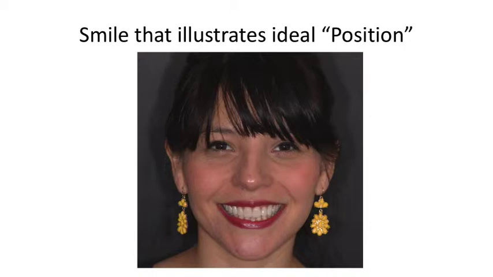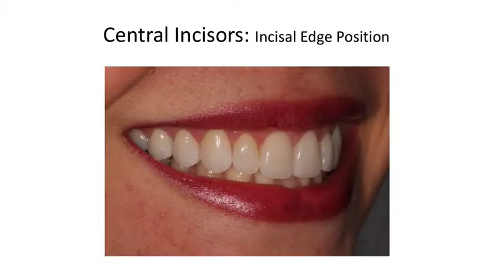So here's a smile that illustrates ideal position. The teeth are in the right position, the midline's in the right position. All the individual components that make up position are illustrated here in what is a very attractive natural smile. Here you can see the central incisors, the front teeth, are positioned ideally in terms of their relationship to the lower lip. The incisal edge position, or the biting edge of the front teeth, should be close to the lower lip, and the contours of the teeth should follow the curve of the lower lip.